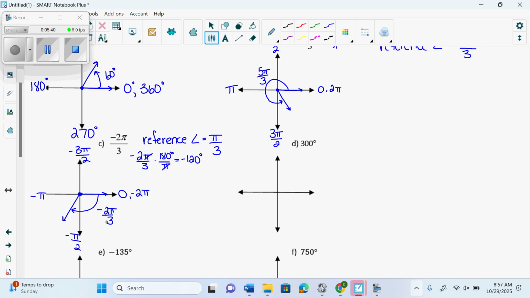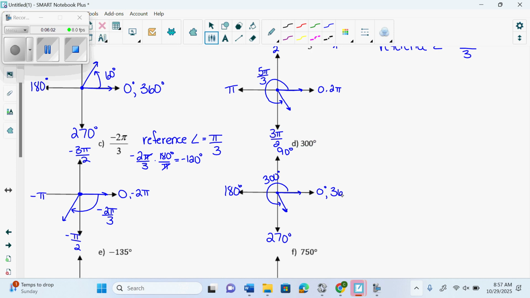All right? Then we go to 300. We already did the formula. Okay, 300 is here. Draw the angle. Make sure your arrow's showing which way you're going. 300 degrees, and then I do need to label stuff. You guys should have this done already.